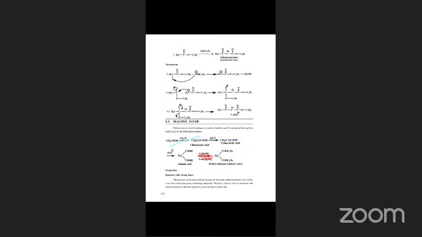So next, what is the important reaction? Claisen condensation, malonic ester. Sir, we don't need the properties. They ask properties for 1 or 2 marks. Just you put the mark. Malonic ester preparation and properties. Reaction with strong base. And this one is an important reaction. This one, just you write the star mark.